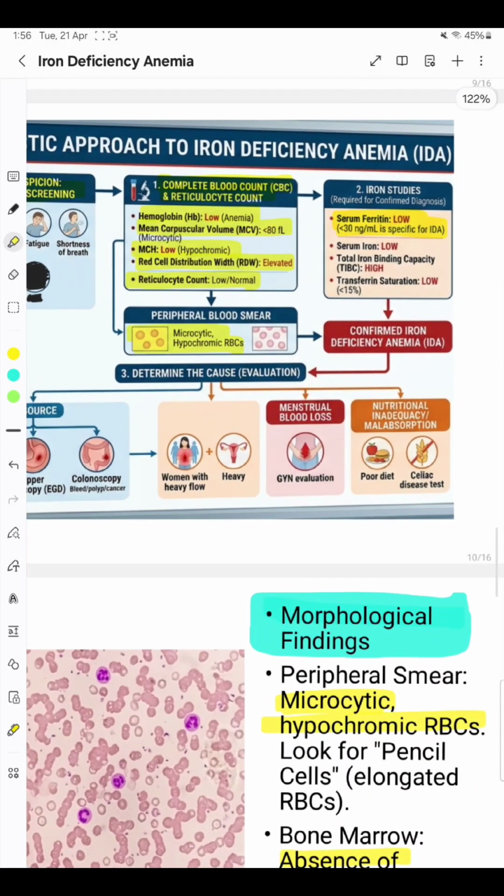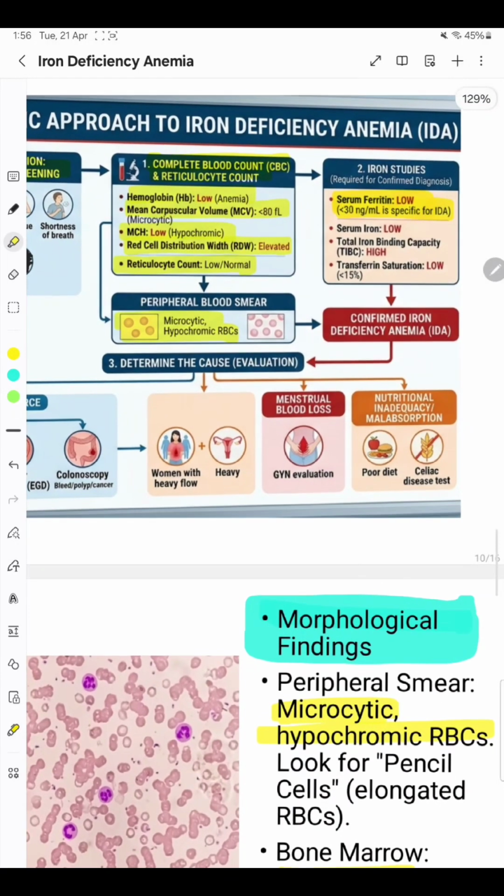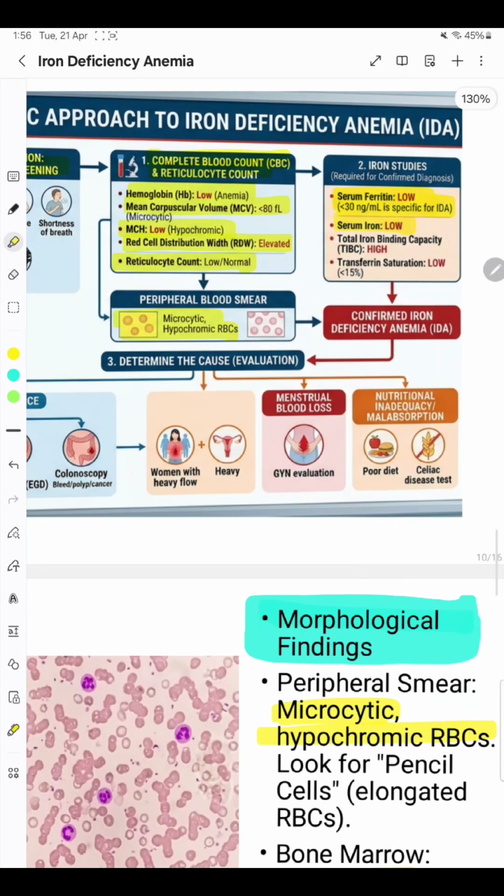Then to confirm the diagnosis, we advise serum iron studies in which there is decreased serum ferritin level, low serum iron level, low serum transferrin saturation level, and increased total iron binding capacity. So this complete blood count with iron study confirms the diagnosis of iron deficiency anemia.